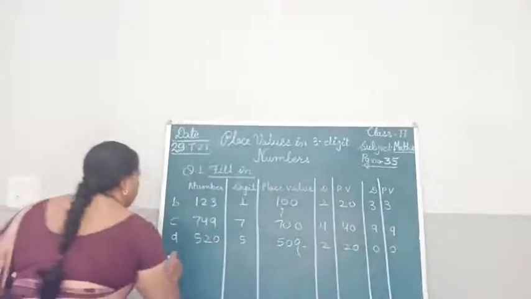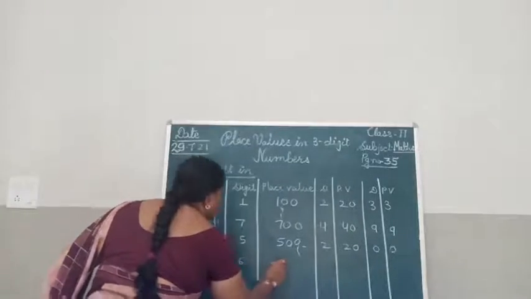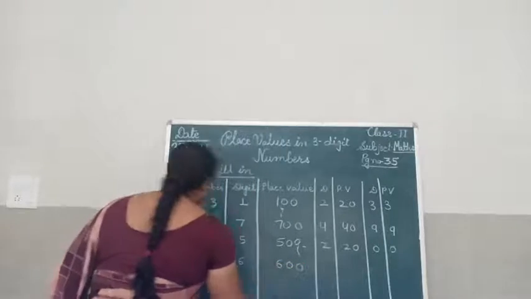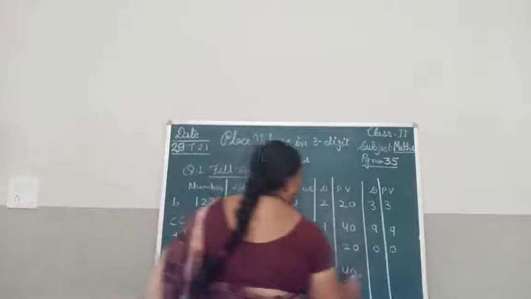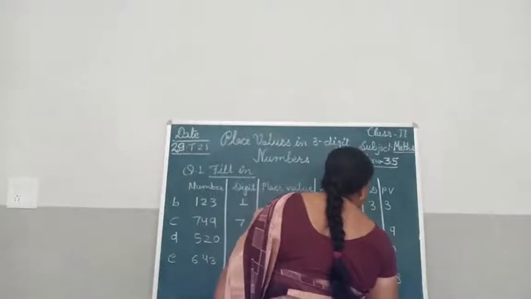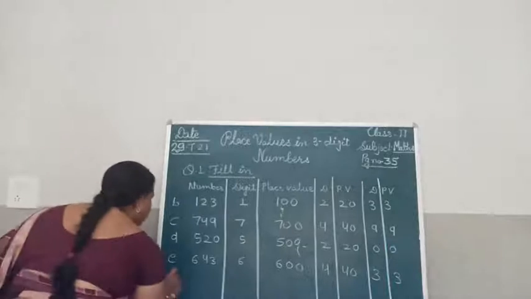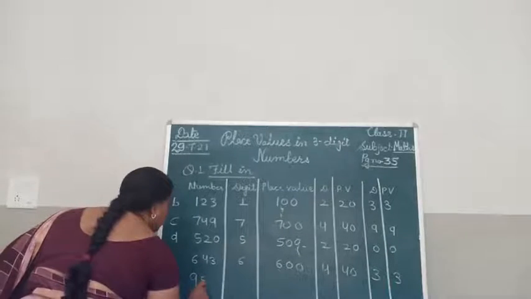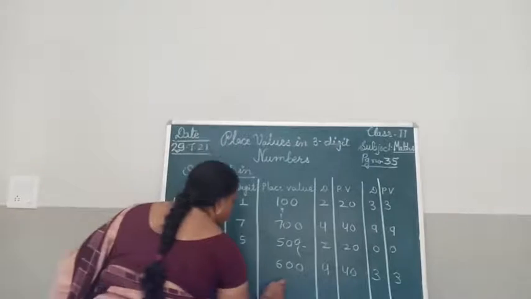E, 643. Digit 6, the place value will be 600. Digit 4, the place value will be 40, and digit 3, the place value will be 3. Okay. F, 957. 9 for digit 9, 900.